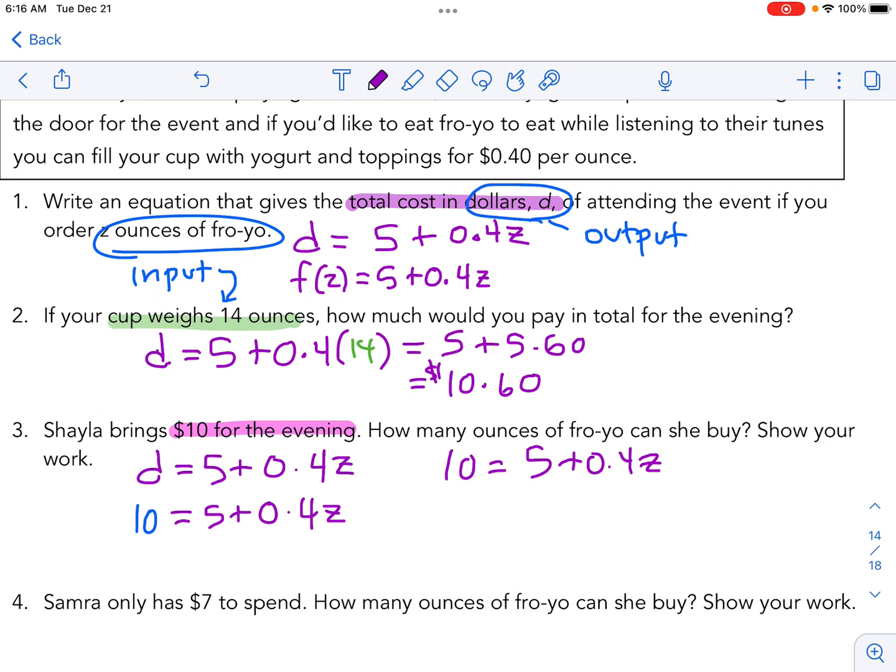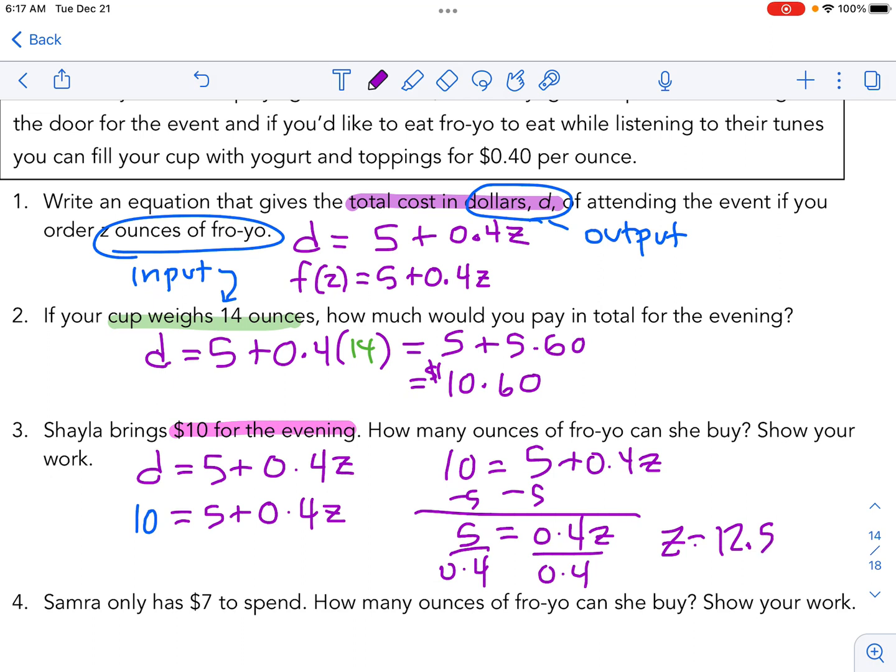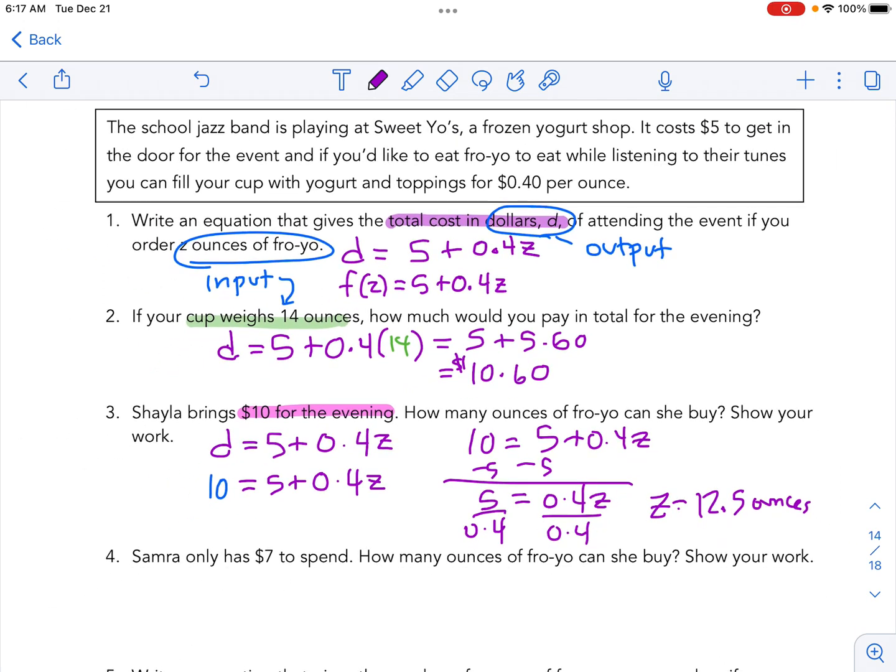And so we go through the order of operations, right? We say 10 equals 5 plus 0.4z, and we subtract 5 from both sides. That's the amount of money to get in. So I basically have $5 to buy yogurt, if that makes sense. And then we divide out the price per ounce, and we can buy 12.5 ounces of yogurt.